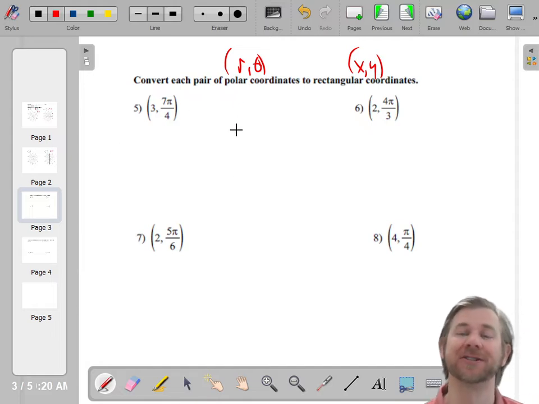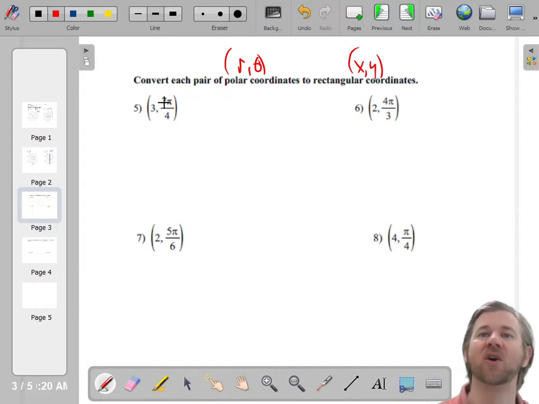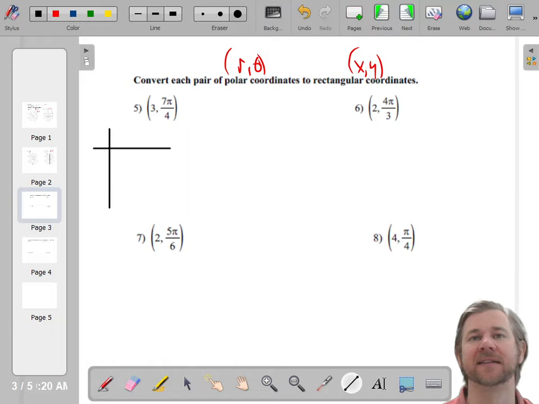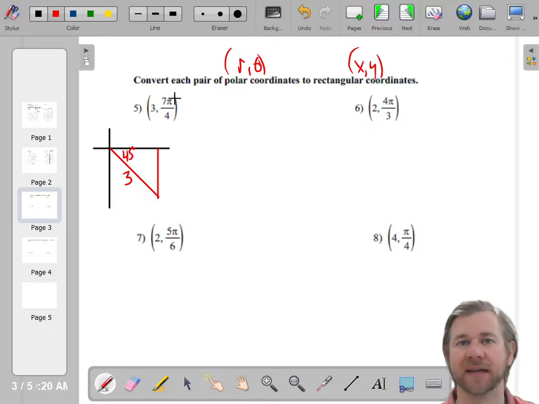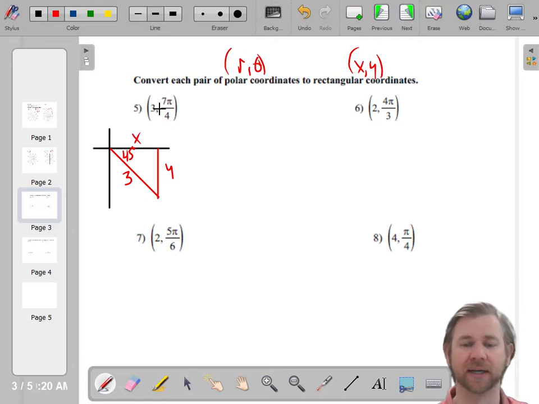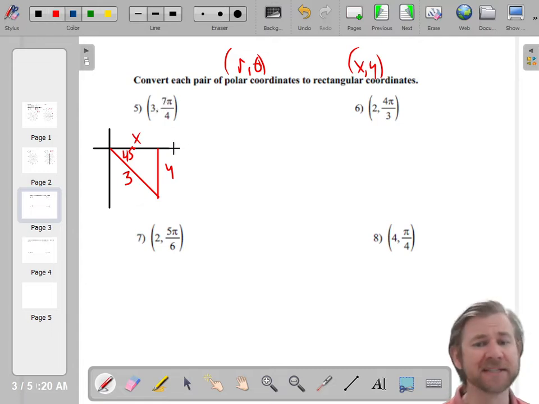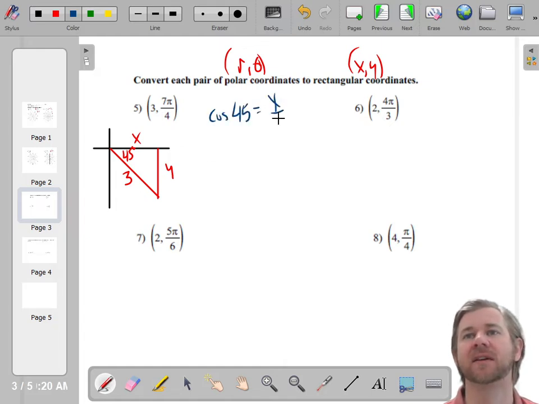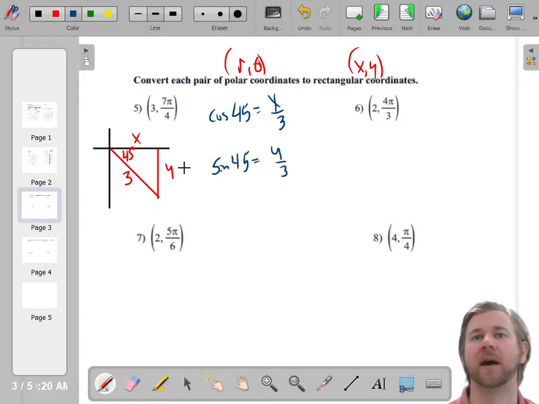So first, you just have to understand that if I'm plotting these in polar, I need to know where 7 pi over 4 is. And I'm going to draw this, and then I'll talk about finding the x and the y. What they're giving me is that the radius is 3. And 7 pi over 4 is down here, and that's a 45-degree reference angle. So what they're asking me to do is find x and y using right triangle trig, which is easy to do. If I want to find x, I'll say the cosine of 45 is x over 3. And I'll say the sine of 45 is y over 3, opposite over hypotenuse.